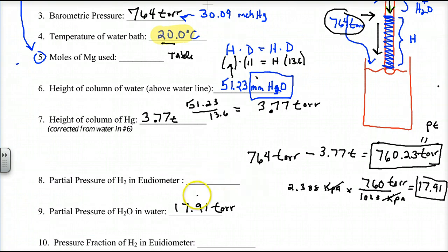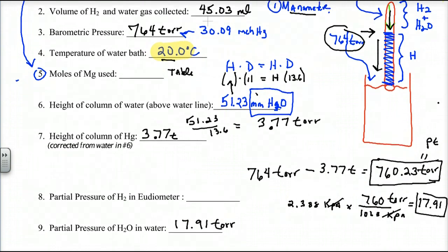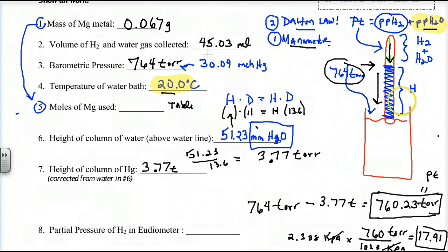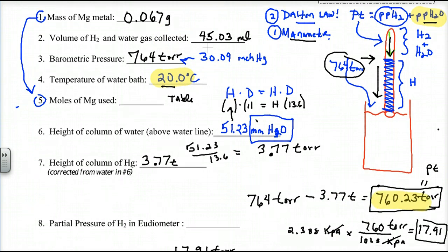The first part of the problem, sorry if I confused you, I'm going to go slow. The first part of the problem, we needed to find the total pressure. So how did I find that? I did the manometer problem. I knew that this height of the column of mercury was 3.76. I subtracted it to get the pressure here. So this is the total pressure. Let's highlight that, it's pretty important. I incorrectly made that the hydrogen.